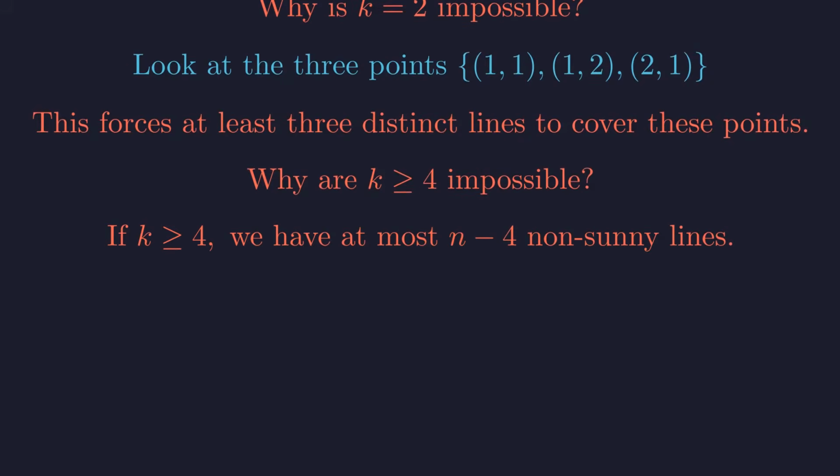The proof for why k can't be 4 or more is an argument of efficiency. An optimal solution must use its non-sunny lines on the largest diagonals. With 4 or more sunny lines, we simply don't have enough non-sunny lines to do this. This forces the sunny lines to contend with the dense core of the grid. But that core has a unique geometric property. It is perfectly and minimally covered by 3 sunny lines. Forcing a 4th line into that configuration is impossible. The structure doesn't support it, which gives us our contradiction. Therefore, k must be less than 4.